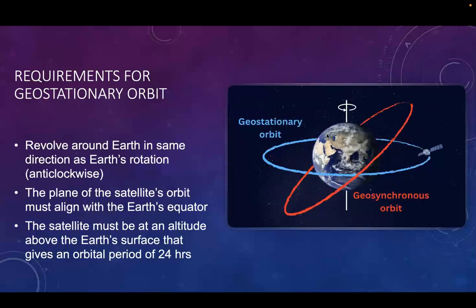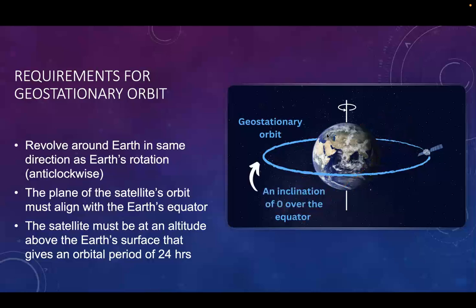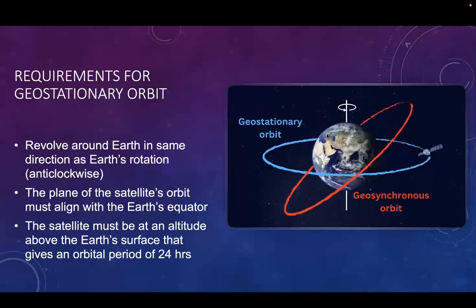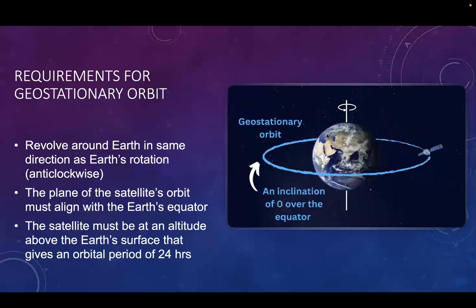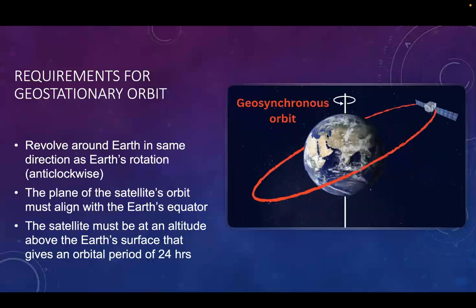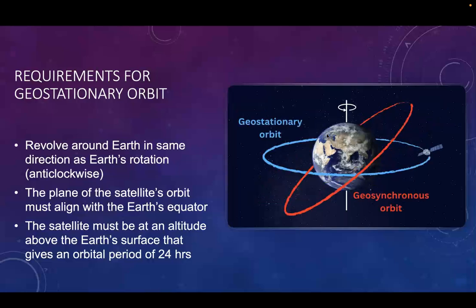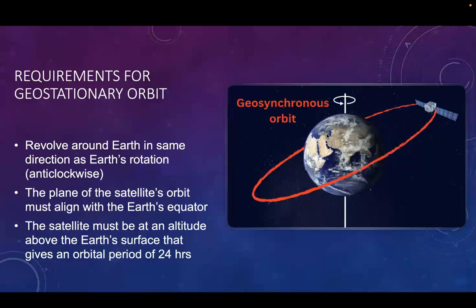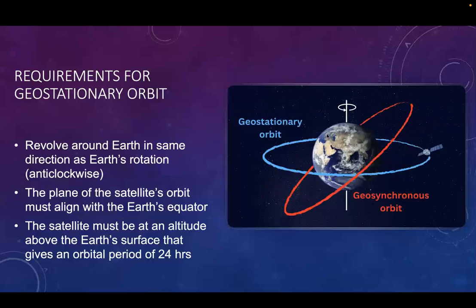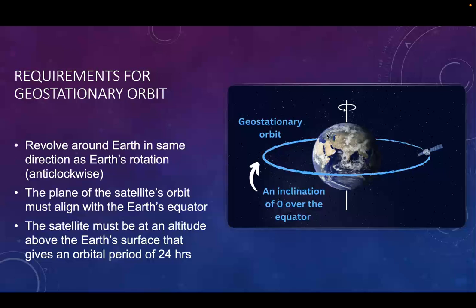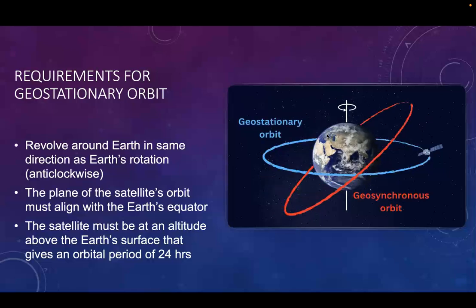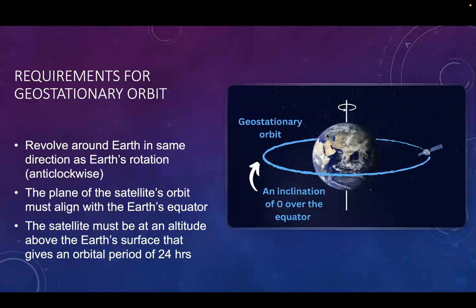And then the last thing we need is that the plane of the satellite's orbit needs to align with the Earth's equator. So in this animated diagram here, we've got two kinds of satellite orbits with a period of 24 hours, geosynchronous and geostationary. Geosynchronous has an orbital period of 24 hours, but it doesn't line up with the Earth's equator, so it doesn't appear to be in a fixed position. Whereas the blue one there is a geostationary orbit.